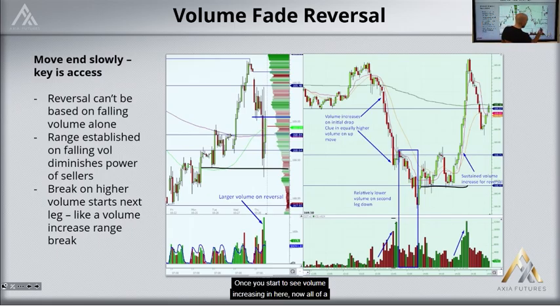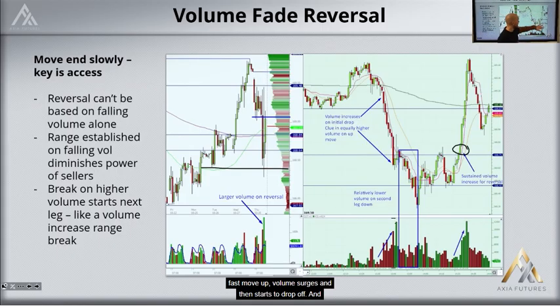Once you start to see volume increasing in here, now all of a sudden you can start to have a little bit more conviction. You can potentially buy this in the range as we start to move towards the top of range. You can alternatively buy it as we break the top of range. And that's then the point where you start to see volume continue to increase. That gives you this very, very fast move up.